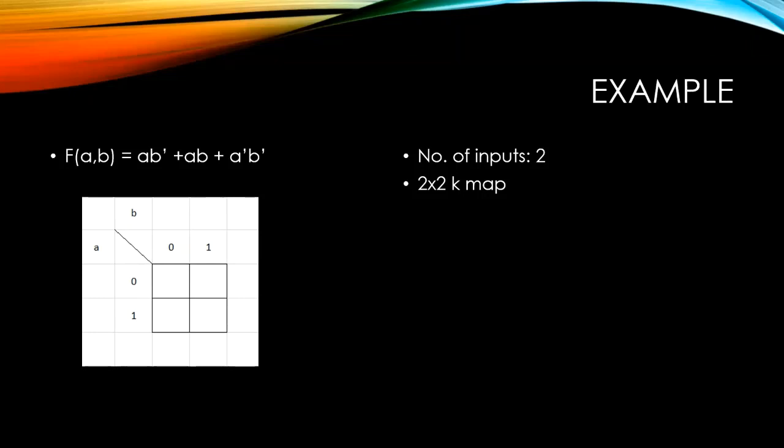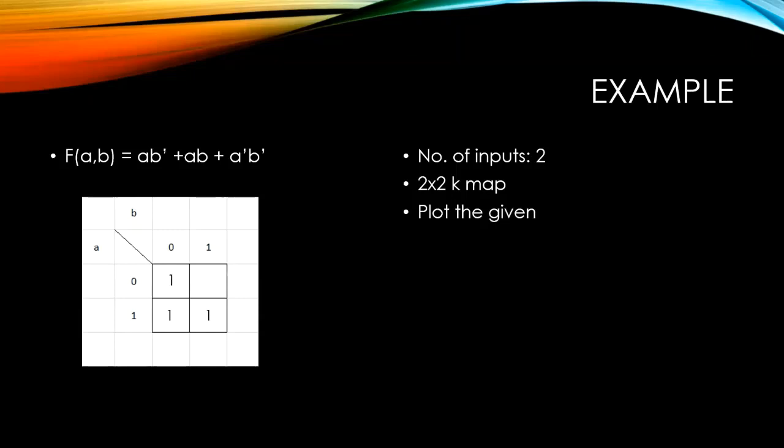So just a review about AB'. What's the input of AB' if it's a product term? It's 1, 0. Don't forget, in the product term, the negated variable is equivalent to 0 input. Non-negated variable is equivalent to 1 input. Okay, so it means AB' is 1, 0. And for AB, it's 1, 1. So this is the square wherein we're going to put AB. And A'B', it's 0, 0.